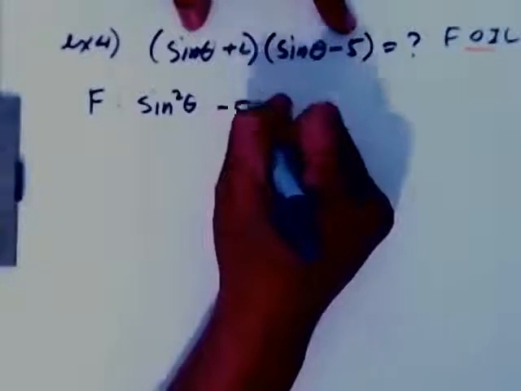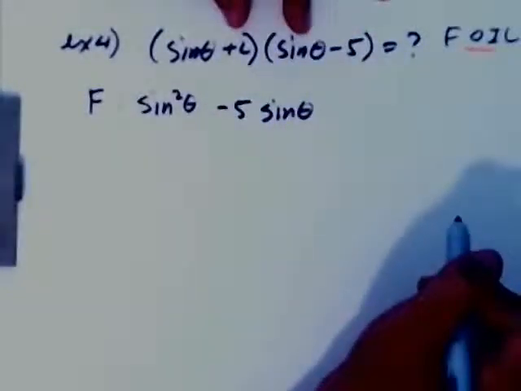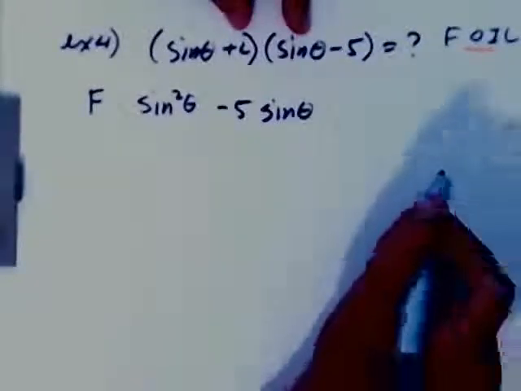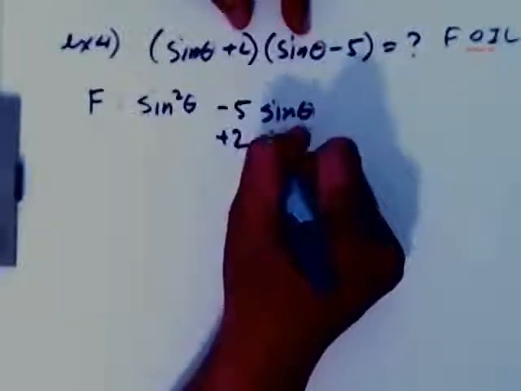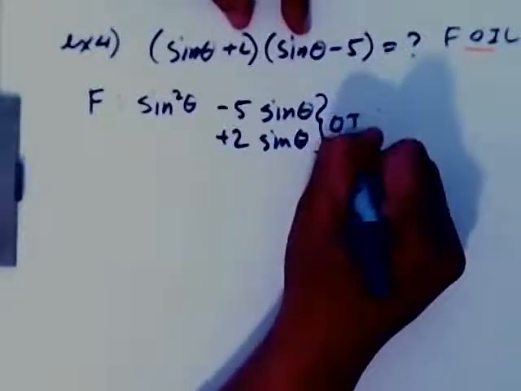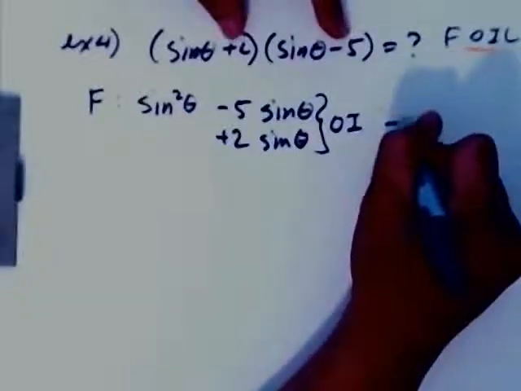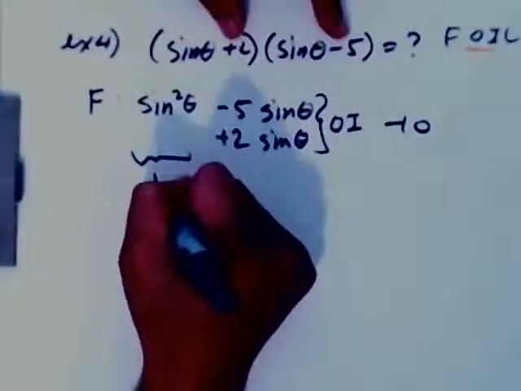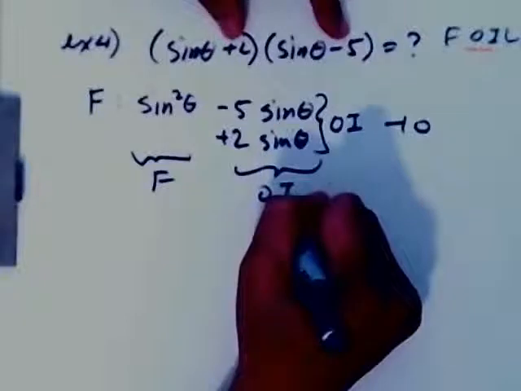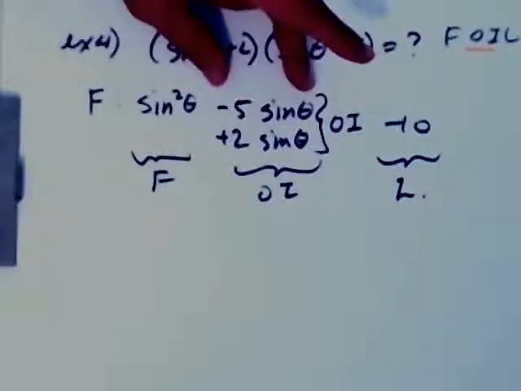It's minus 5 sine of theta. And then inner is plus 2 times sine of theta, plus 2 sine of theta. So don't forget, this is the outer and the inner. Okay, guys? And plus 2 times negative 5 is minus 10. So that's your FOIL. And we always like to combine those. Usually they combine really nicely.